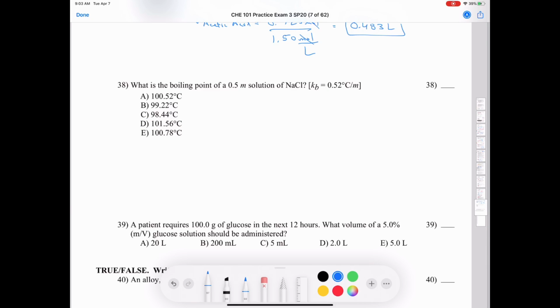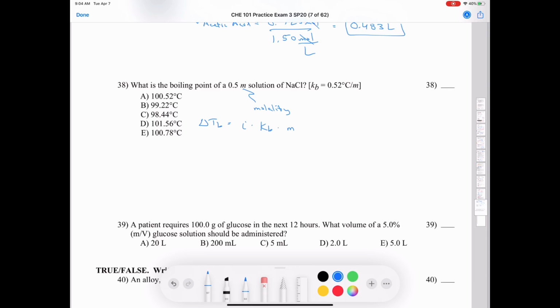Number 38 asks us, what is the boiling point of a 0.5 molal solution of sodium chloride? And we're given our proportionality constant for delta TB of 0.52 degrees Celsius per molal. So you might remember that small m is molality, which is different from molarity. So molarity is moles per liter, and molality is moles per kilogram of solvent. So you also might remember that delta TB, the change in boiling point, is going to be equal to i, the Van't Hoff factor, multiplied by the proportionality constant, multiplied by the molality.